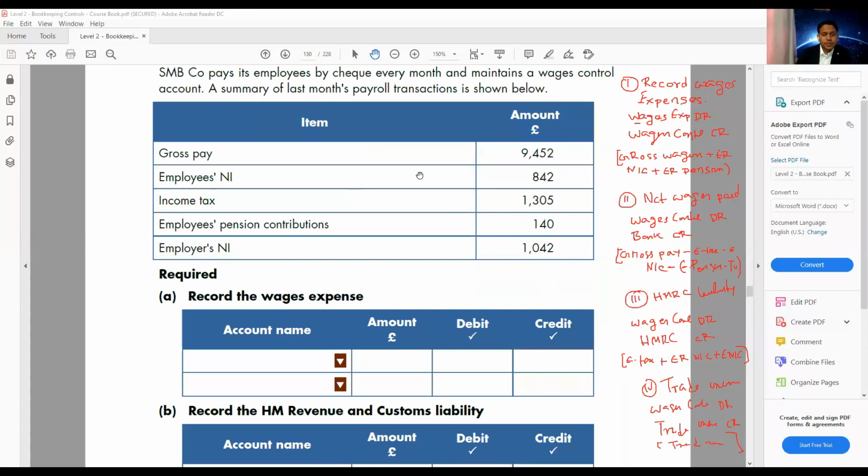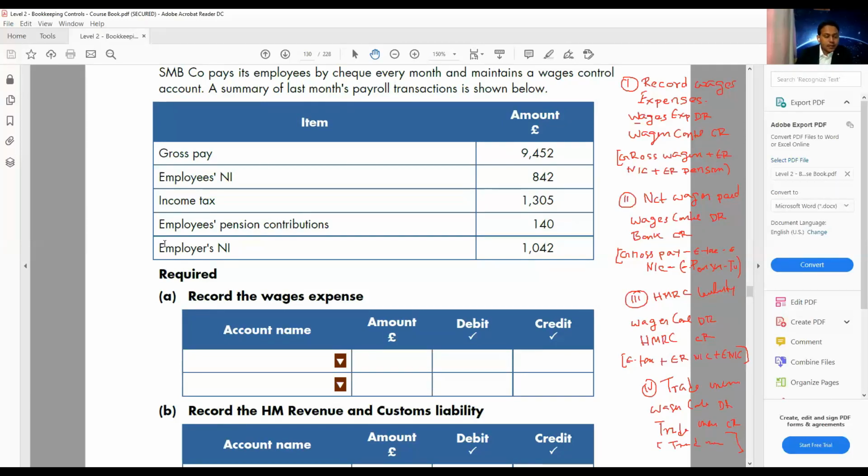The first item we have is gross pay. Gross pay is the money the employee earned before any deduction. So before any type of deduction, any type of earnings I have made, this is my gross pay. From the gross pay, we pay national insurance, that is employee national insurance, we pay the income tax, and we pay the employee's pension. So gross pay means all of these three, 842, 1305, and 140, are already inside 9452. Gross pay means before any deduction. So as soon as I see the word gross pay, I understand that all the income related to the employee is included there.